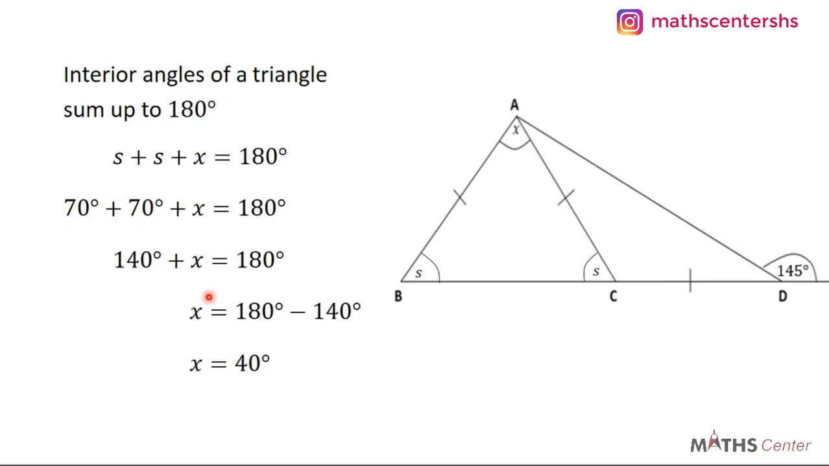So we see that from this diagram, we have used the property of isosceles triangles to find the value of S. So whenever a question is given to you, you study the diagram very carefully, then use the properties of triangles that you've learned to solve the question.